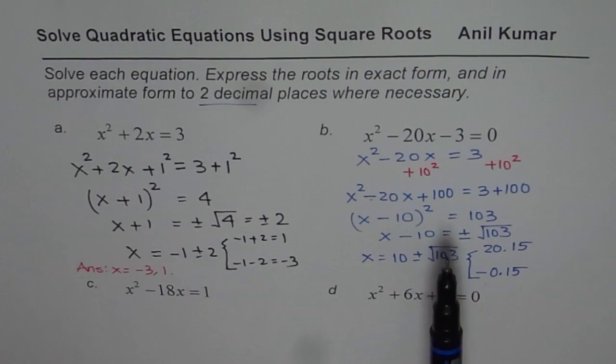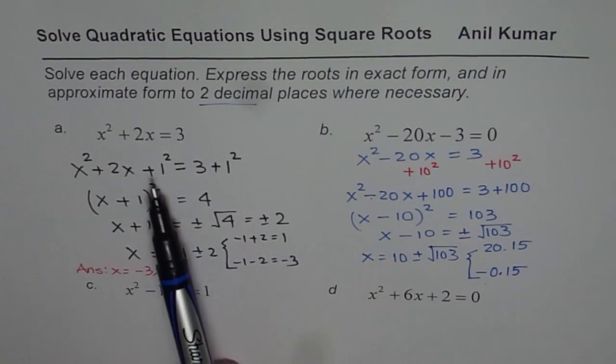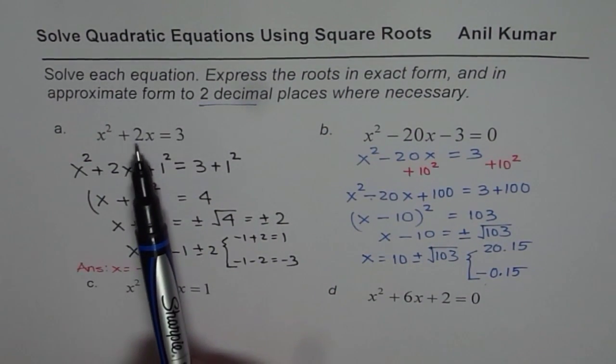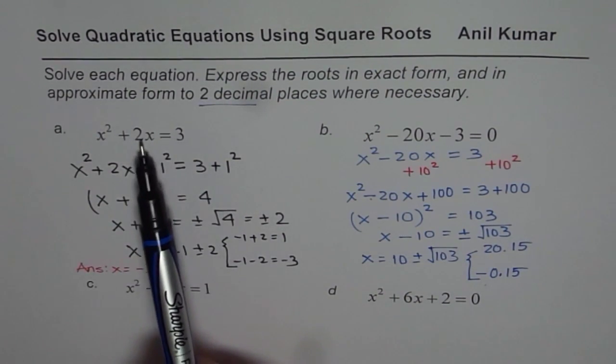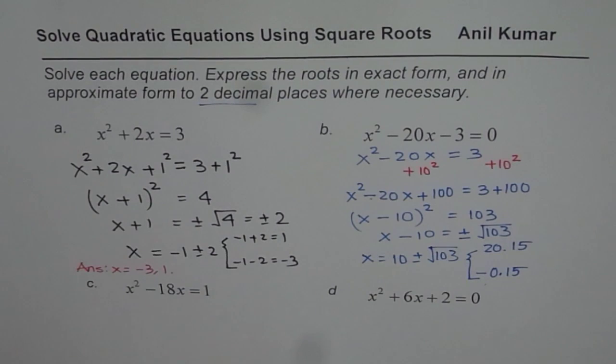The method adopted is completing the square. How did we complete the square? We added the square of half of the coefficient of x on both sides. And the concept you learned was making a perfect square. I hope all these examples help you to understand how to solve quadratic equations using square roots.